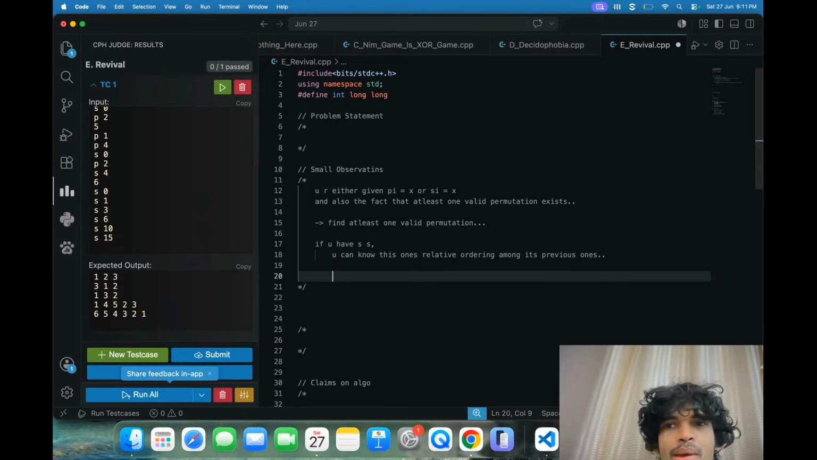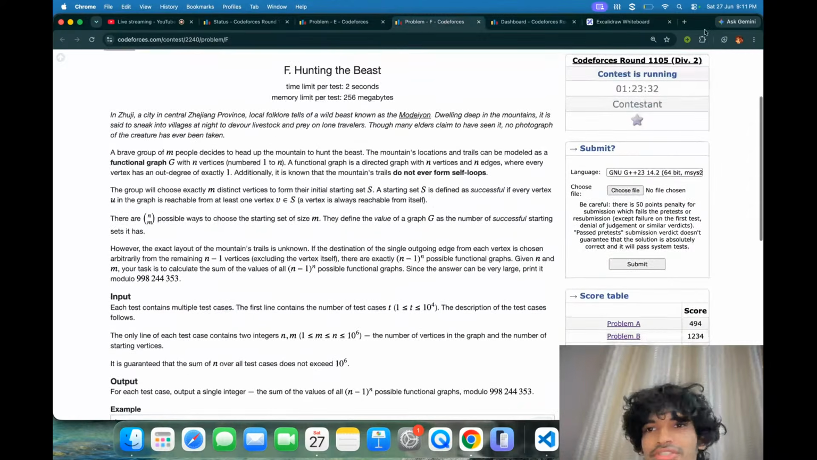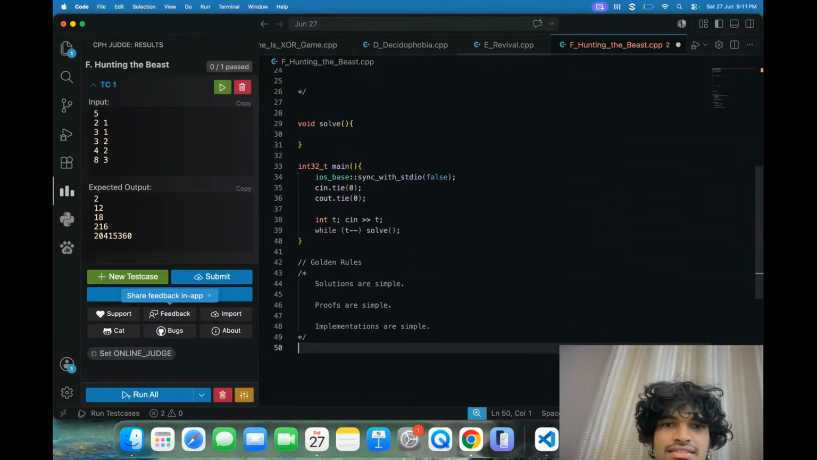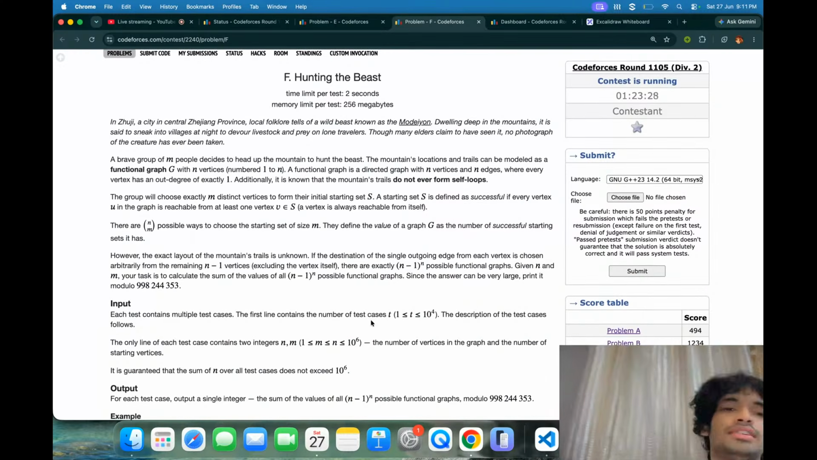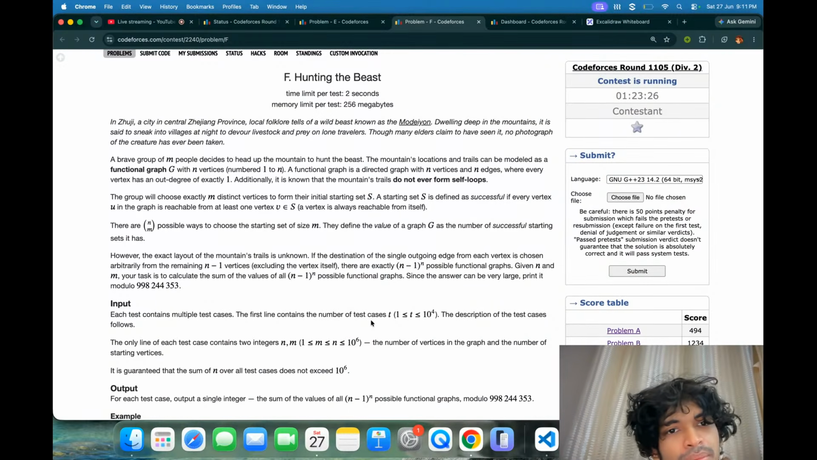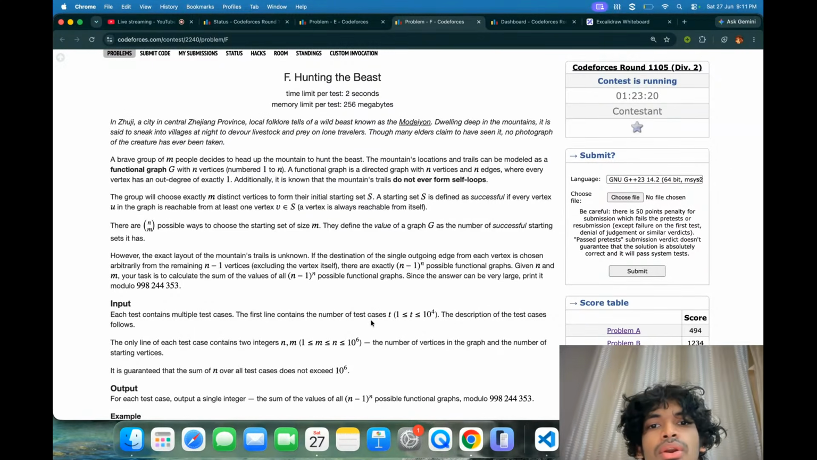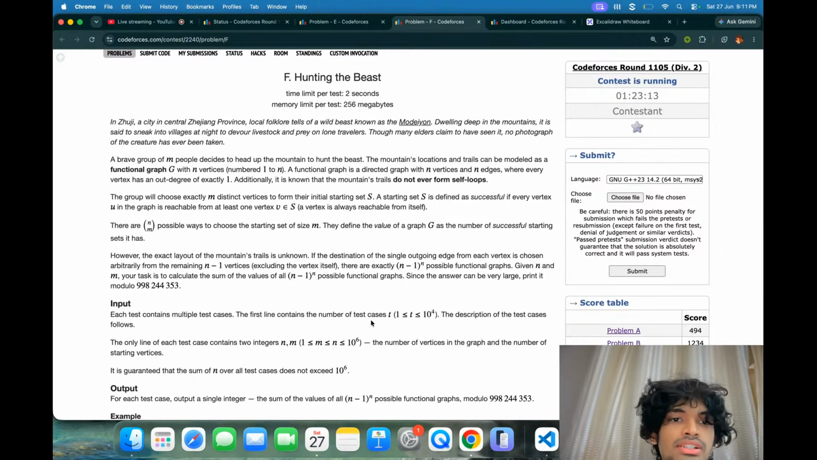Yeah, let me read F2. Maybe F is a bit more direct because that had more solves. A brave group of m people decides to head up the mountain to hunt the beast. The mountain locations and trails can be modeled as a functional graph G with n vertices. A functional graph is a directed graph with n vertices and n edges where every vertex has an out-degree of exactly 1. So those are nice graphs, I know them.